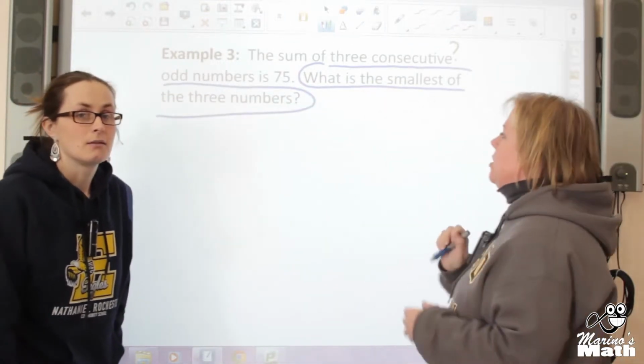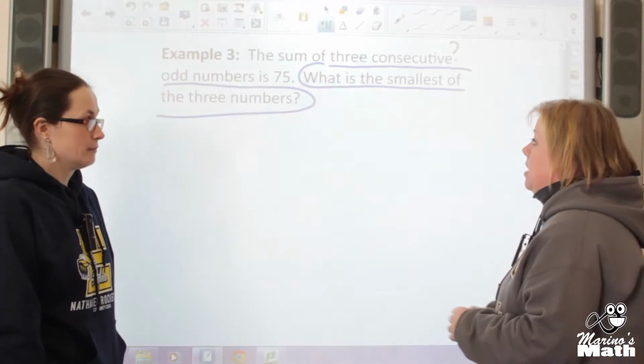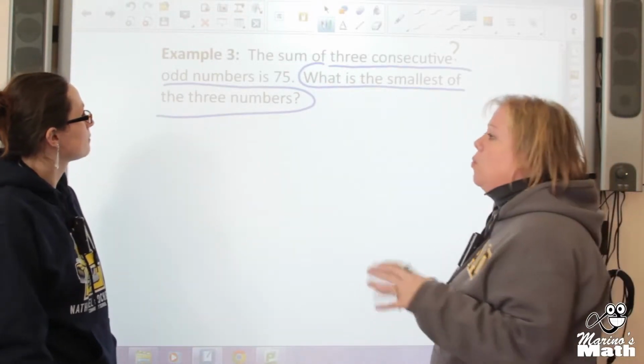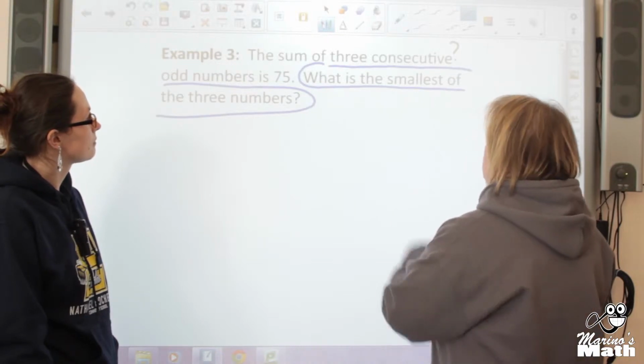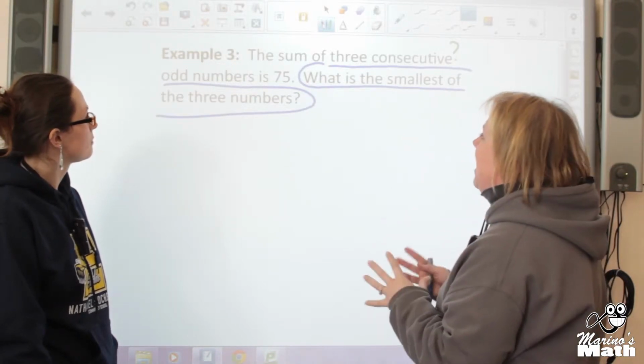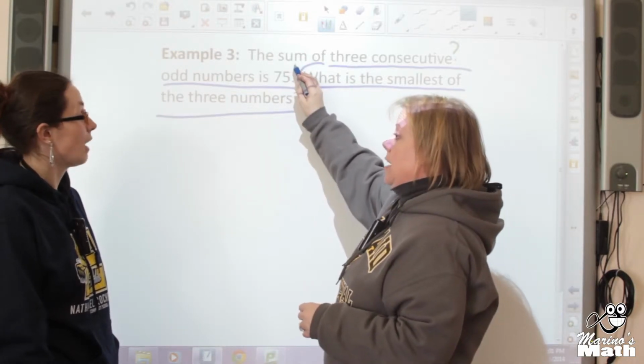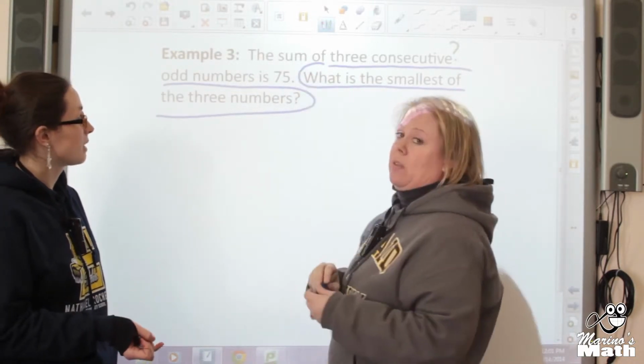Okay, so that is the question that I need to answer. Now the third time I'm going through, I'm looking at the information I have and what I need to solve this problem. So the sum of 3 consecutive odd numbers is 75. So the information I need here is sum, because I know that I absolutely need sum. I need sum because I know that I'm adding.